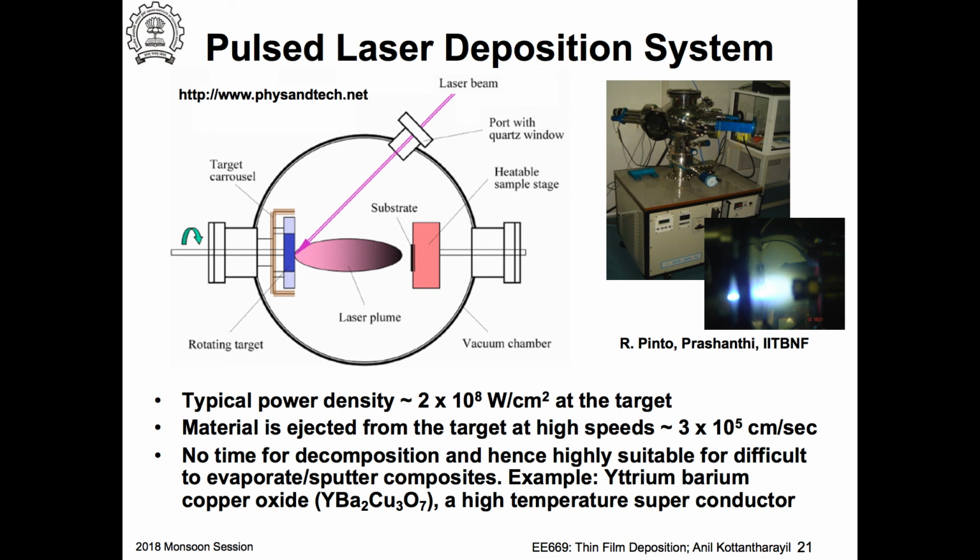So this is an actual photograph, right? And you have a vacuum chamber, so that is this thing here, right? And a laser source, okay? And this is your target, and this is a substrate where you want to deposit, okay? So you have a laser beam that is actually incident on the target that you want to deposit.